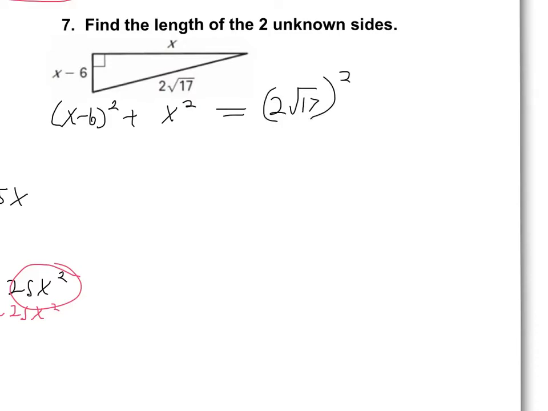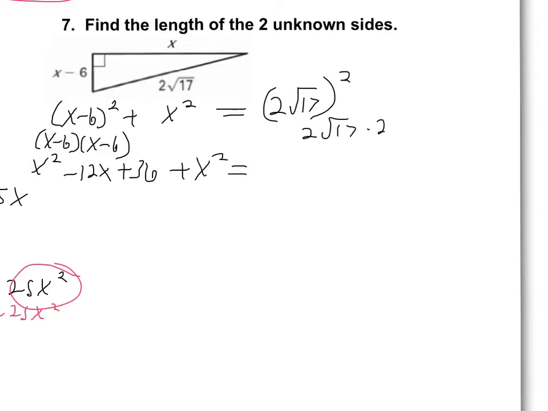Okay, so this x minus 6 squared, that means I'm going to times it by itself. The firsts equal x squared. Outside is negative 6x, and inside is also negative 6x. So I'm just going to add those together and get negative 12x. And the lasts, negative 6 times negative 6 makes positive 36. All right, then I have x squared. And then over here, 2 radical 17 times 2 radical 17. Well, the 2 times 2 is 4. The square root of 17 times the square root of 17 is just 17. So what is 4 times 17? You can type that into your calculator and you get 68.